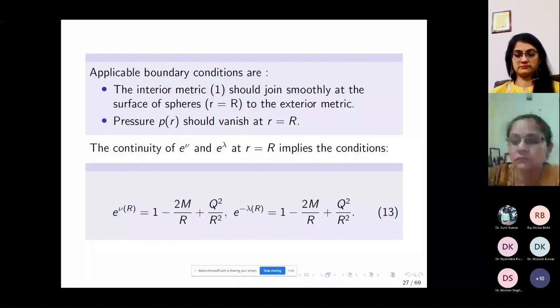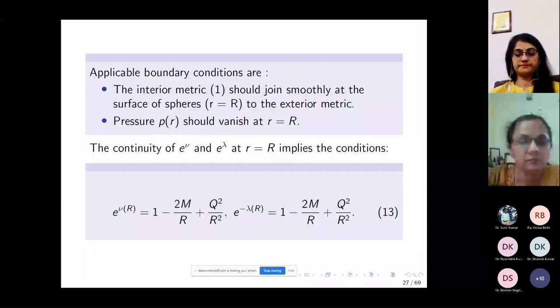And the radial pressure must vanish at r equal to capital R. So here we have written P of R, the radial pressure, and that must be equal to 0 at the surface of the star.